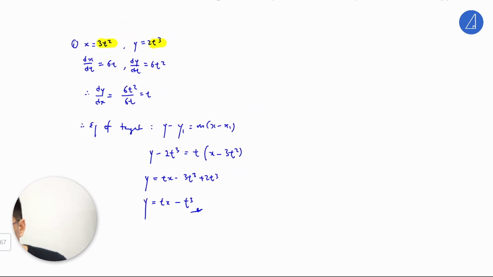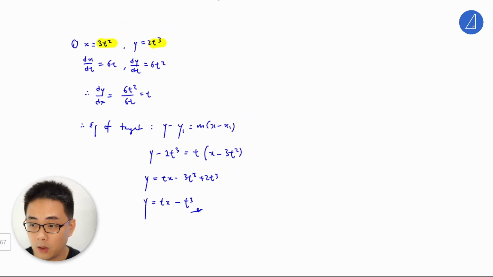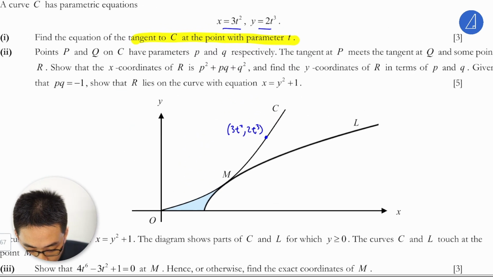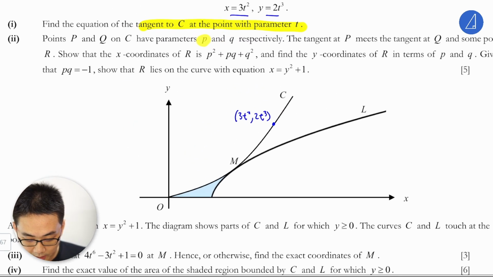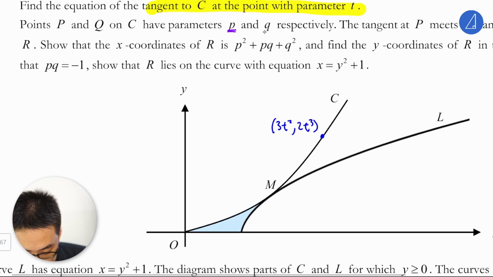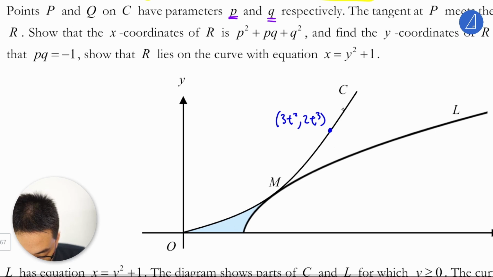Three marks, I think it's quite easy marks. But to try and understand the question, P and Q have this parameter. Parameter meaning they are on this curve C here. So what I will say is the parameter here, p and q. So just have a mental image. This is P, where this is 3p squared, 2p cubed.